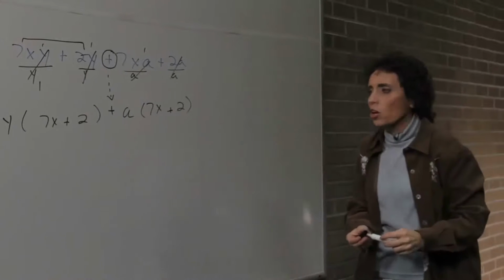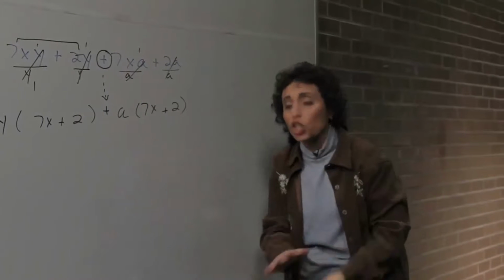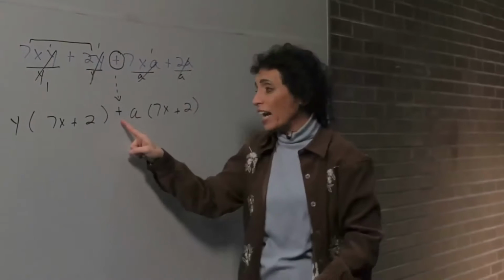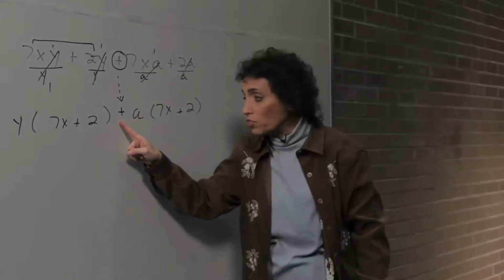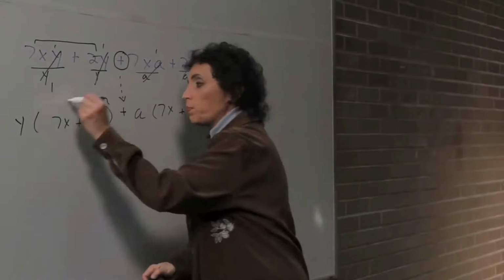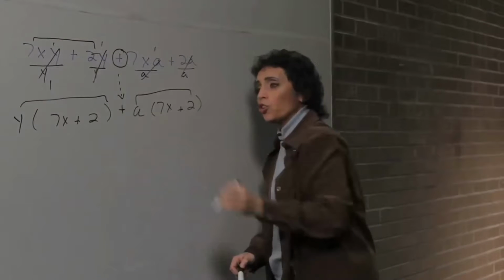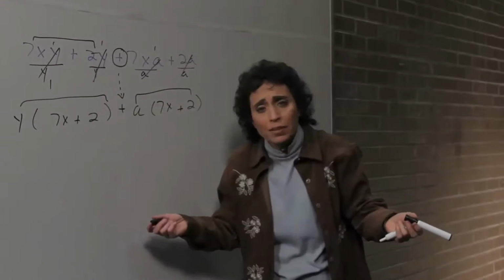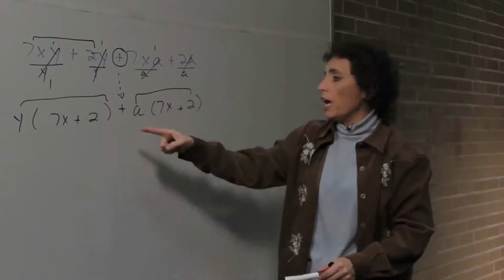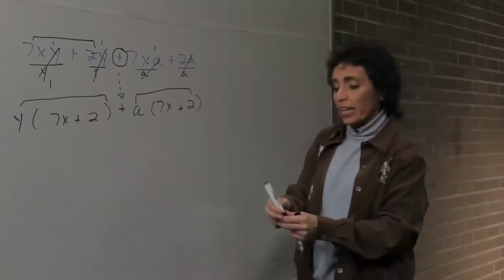Now the question is, are we done? And the answer is, no way. And there's two reasons why we're not done. One way is we're not even factors yet. There's a plus there. This is a term. This is a term because there's a plus there. This is a term. So one thing is we don't even have factors. How can we be done? The second reason is because we have a common factor. And the common factor is the 7x plus 2.